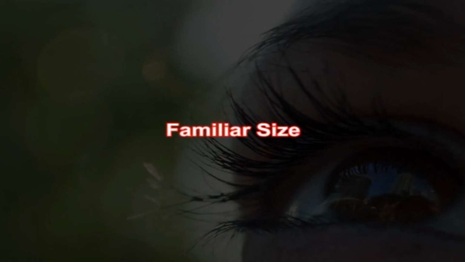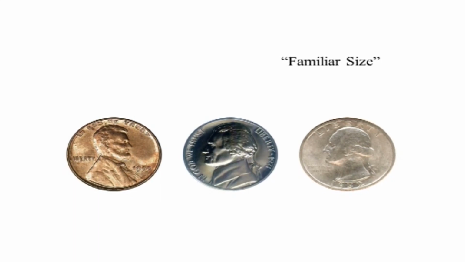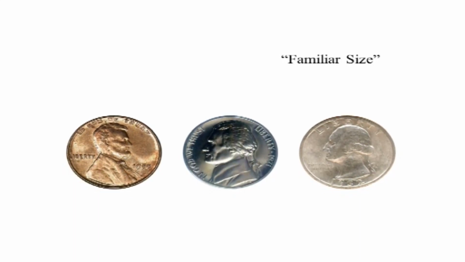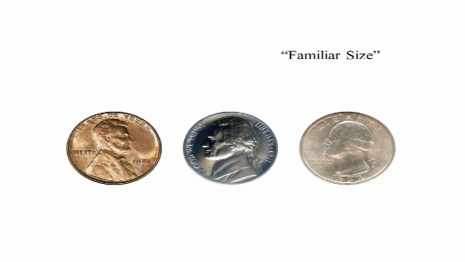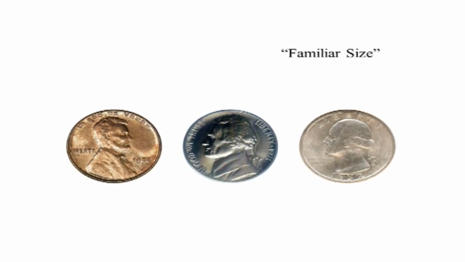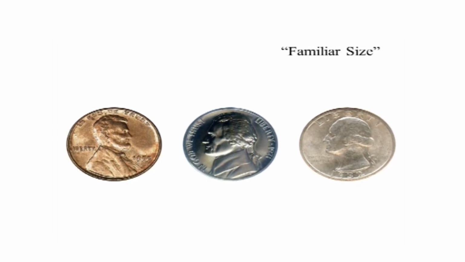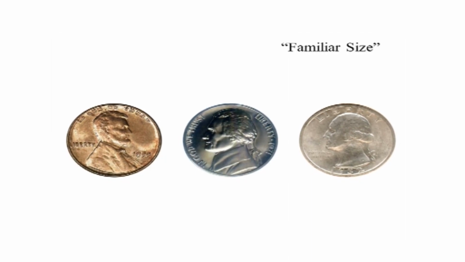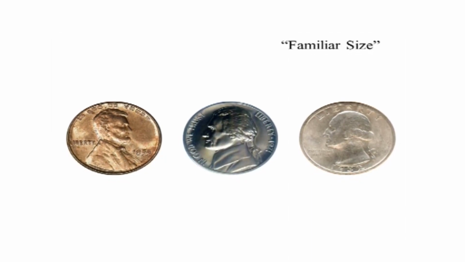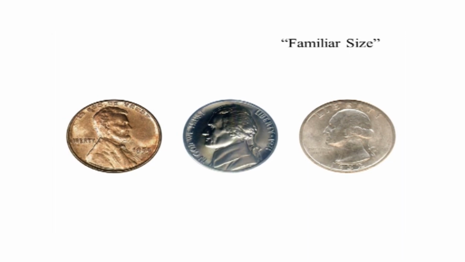Familiar size. The knowledge of sizes of objects can affect one's perception. This is called the cue of familiar size. For example, familiarity with the size of the different types of coins is important in perceiving the depth of the array of dimes and quarters in the figure.